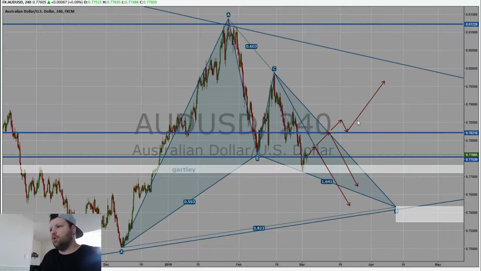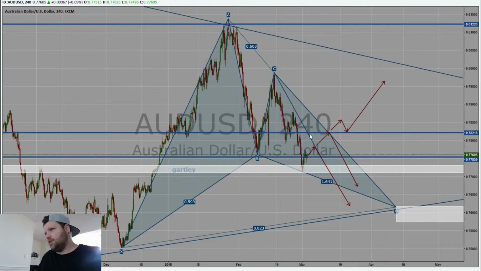We could see bullish or bearish movement, because the higher time frames are showing bullish market structure and the lower time frames are showing bearish market structure. Just something to be aware of.